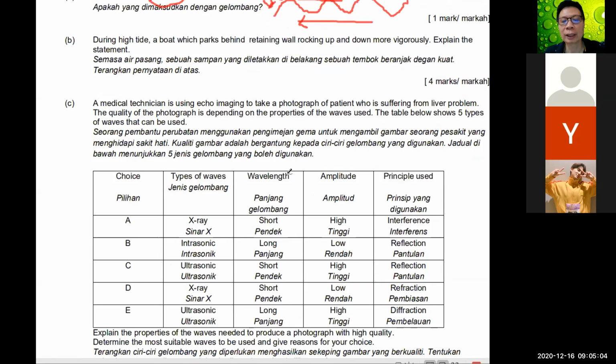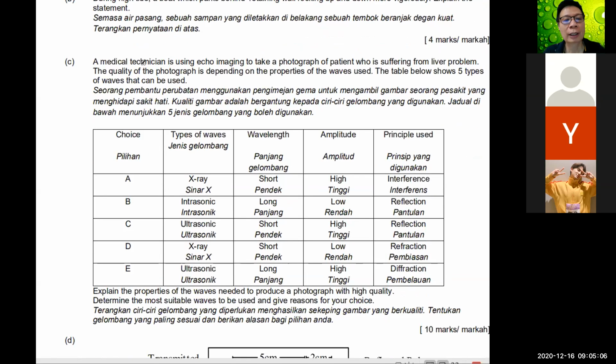10 marks. Again, they ask you to choose. A medical technician is using echo imaging, like MRI or ultrasound scanning, to take photographs of a patient who is suffering from a liver problem. Okay, want to take pictures of the internal organ. The quality of the photograph depends on the properties of the wave. The paper shows 5 types of wave.